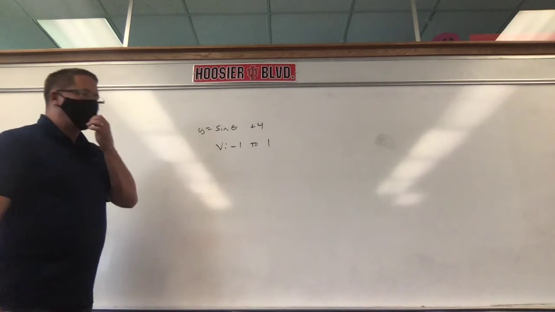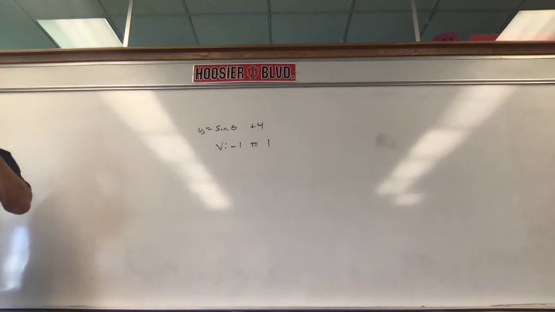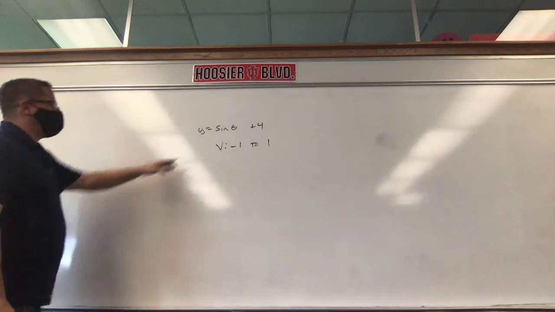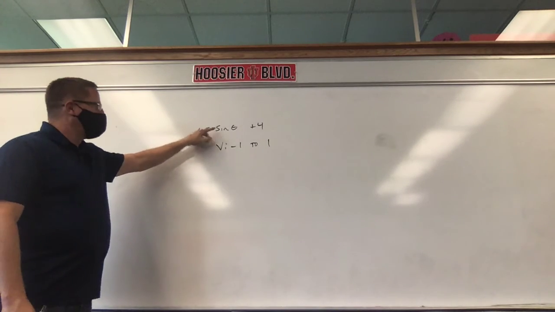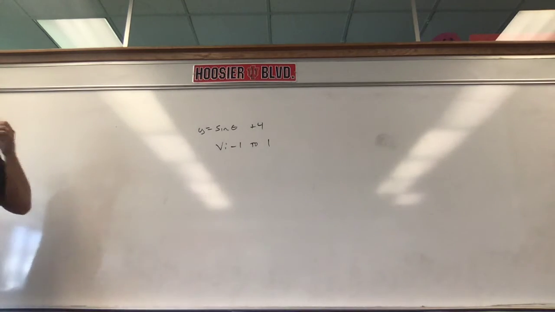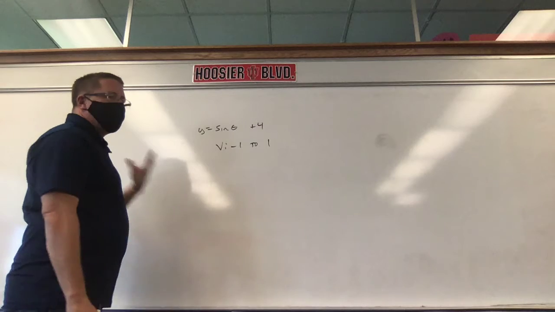Okay? Any idea what that V stands for? Vertical. Vertically, it normally fluctuates from 1 to -1, and that's what it does on a regular old sine graph. Now, if this was a 5 right here, I wouldn't have written -1 to 1. I would have said -5 to 5, okay? So -1 to 1, but we're not ready to graph it yet.